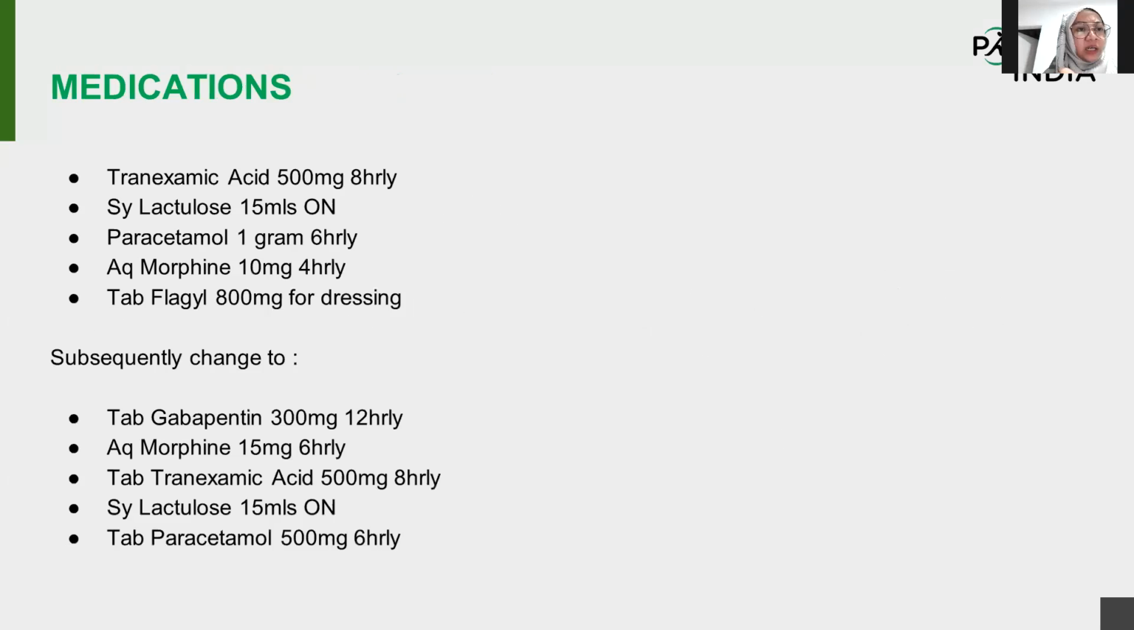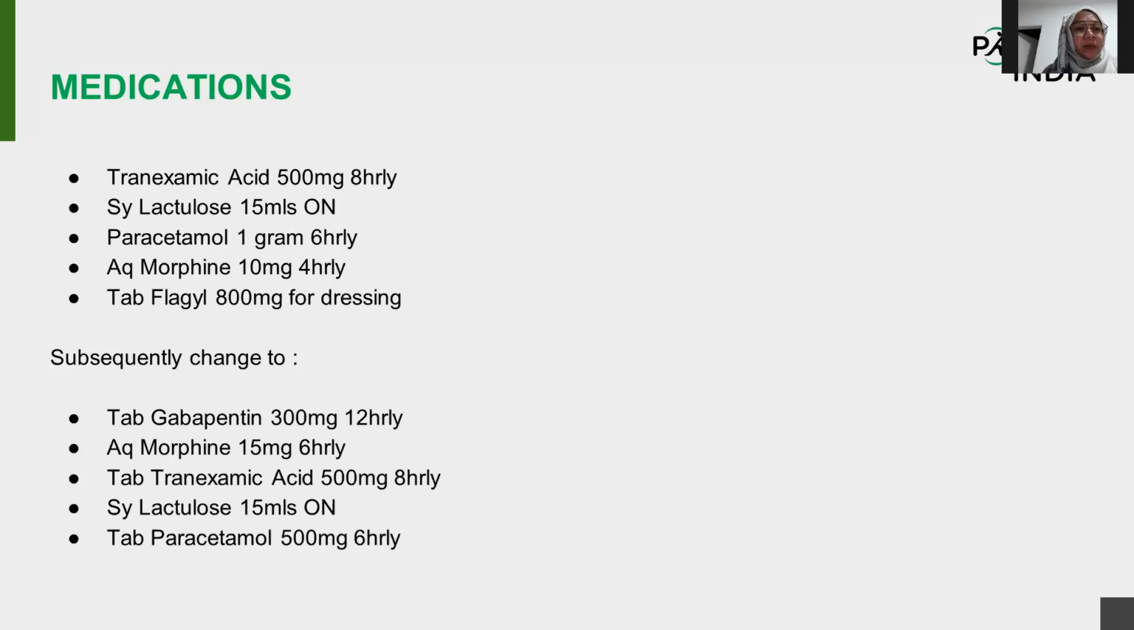So at first, when we first visited her, her medication was tranexamic acid 500 mg 8 hourly, syrup lactulose 15 ml at night, paracetamol 1 gram 6 hourly, aqueous morphine 10 mg 4 hourly, and tab Flagyl 800 mg for dressing. For this one, they need to crush it before they can put it on the dressing.